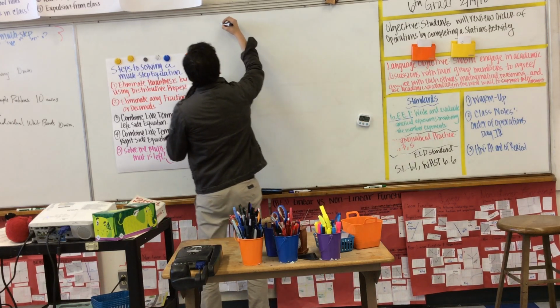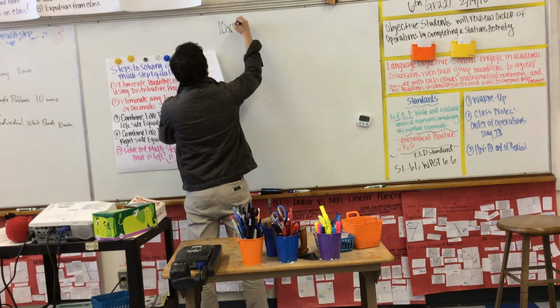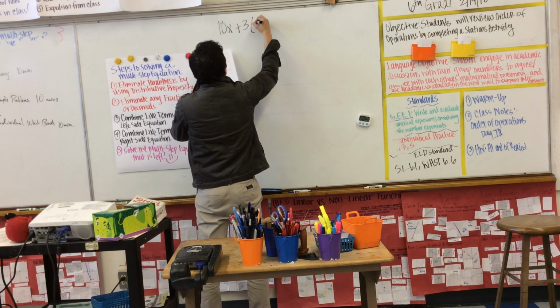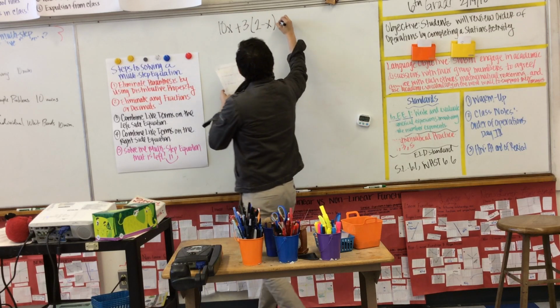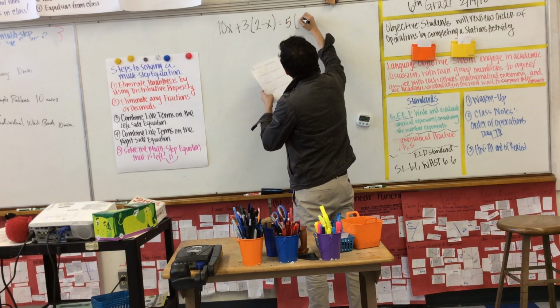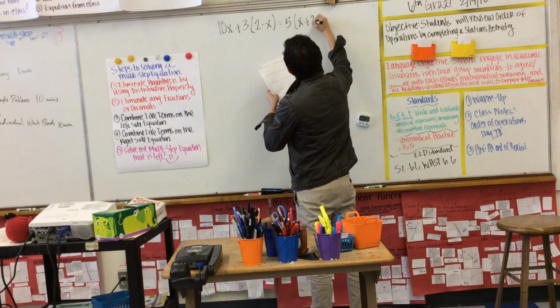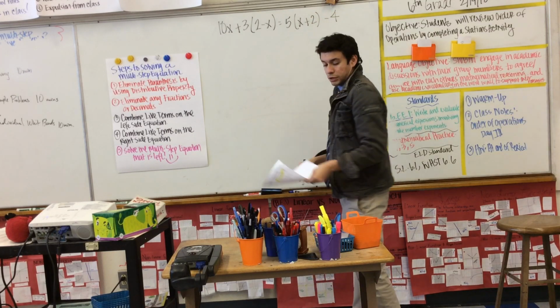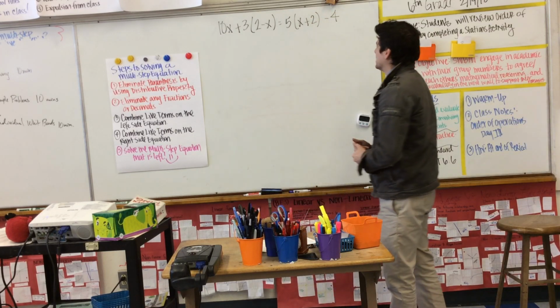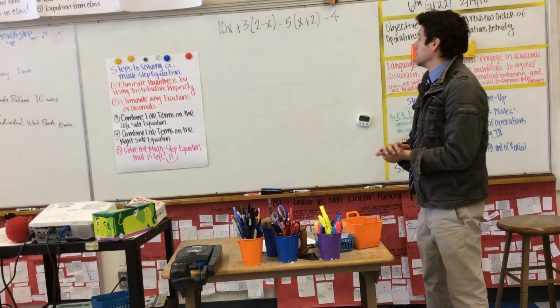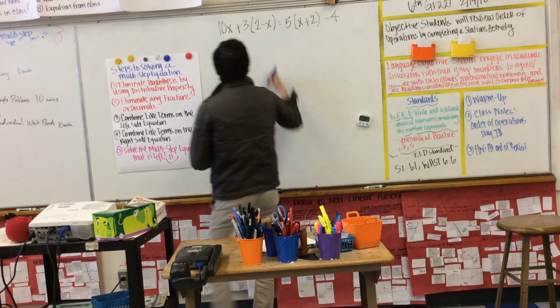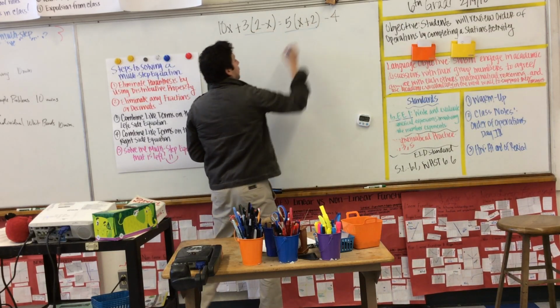Okay, here we go. Next one is 10x plus 3 times (2 minus x) equals 5x plus 2 times (2 minus 4). Huge problem, but it's easy. It's the same steps. Step number 1, use distributive property. Okay, I know how to distribute there and there.